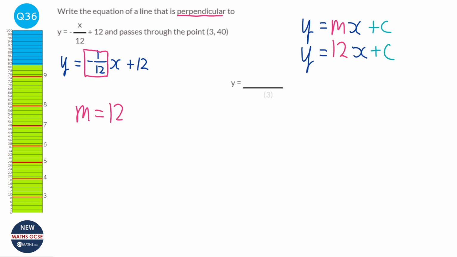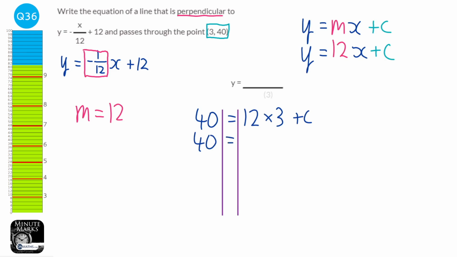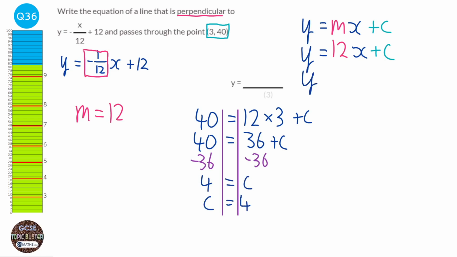To find the y-intercept, we're going to use the points given to us. So we've got x equals 3 and y equals 4 for a point on our line. We're going to substitute those into the equation we've got. So it's going to be 4 equals 12 times 3 plus c. 12 times 3 is 36, and we're going to take away that 36 from both sides. So it's going to be 4 equals c, or c equals 4. So our equation will be y equals 12x plus 4.